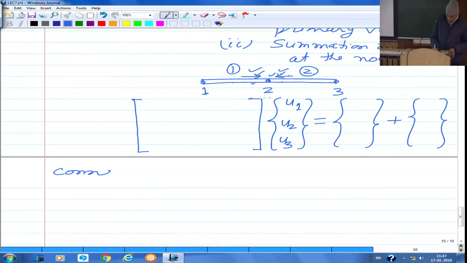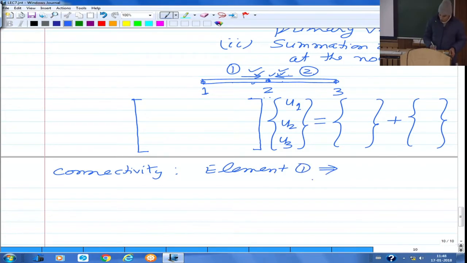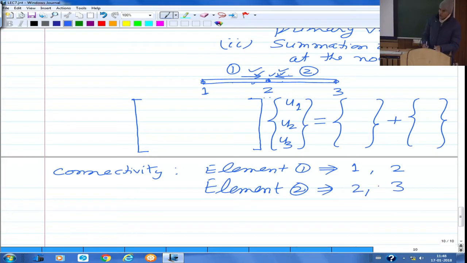So now if you look at connectivity, and if you look at element number 1, essentially what I want to say by connectivity is the starting node and the end node. So the starting node is global node number 1 and the end node is global node number 2, because we have 1 and 2 at the element level, basically starting and end nodes. If you look at element number 2, its left end node, that is the starting node for element number 2, is global node number 2 and the end node is global node number 3. So this is their connectivity.